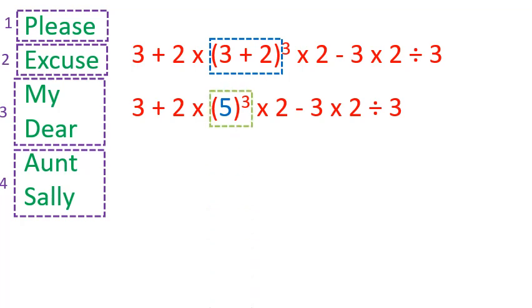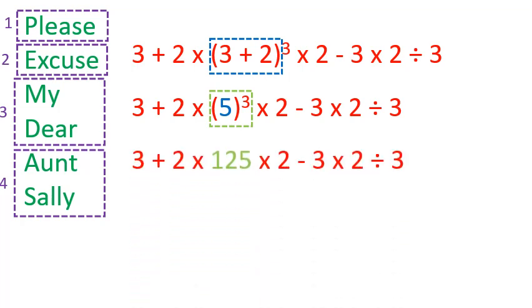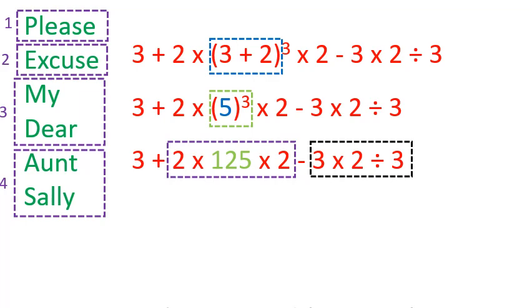And now we need to solve any exponents. So that's 5 to the third power. 5 to the third power is 5 times 5, which is 25, times 5, which is 125. So 5 cubed is 125. So we're going to replace that 5 to the third power with 125. That's shown here. Next, we're going to do multiplication and division.